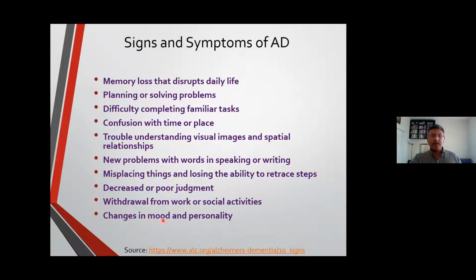Some of the other symptoms, of course, there are many. These are the 10 outlined by the Alzheimer's website. The one to really remember for this talk is confusion with time and place. That's one of the biggest symptoms and one of the first ones. So if you see any of your loved ones getting lost in time and place, that's one of the first signs, and you should try and see if you can get help for them, right?